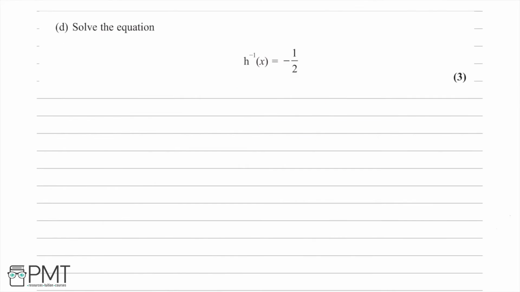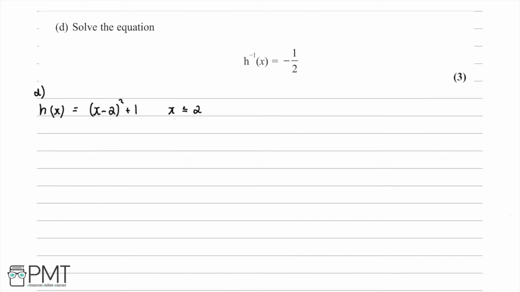So for part D of this question, we're asked to solve the equation the inverse of h of x is equal to negative a half. So let's recall that we have that h of x is equal to x minus 2 squared, and we add 1 to that, and that is for x less than or equal to 2.